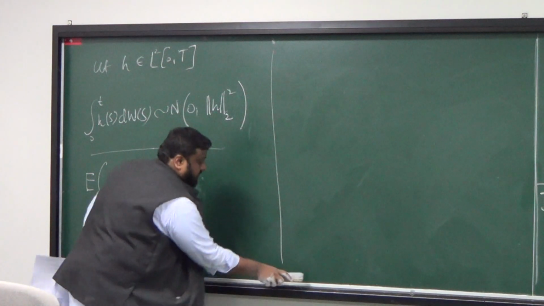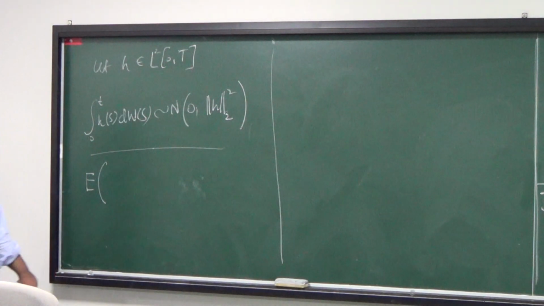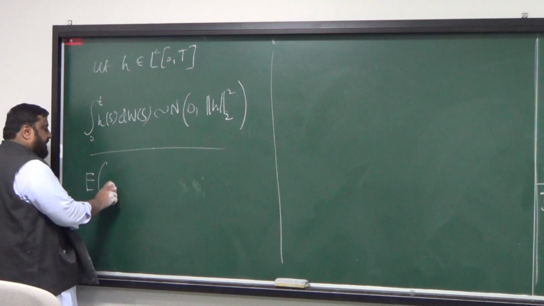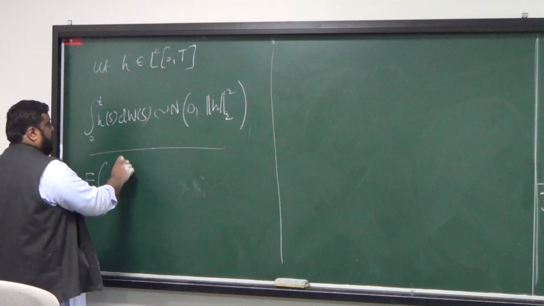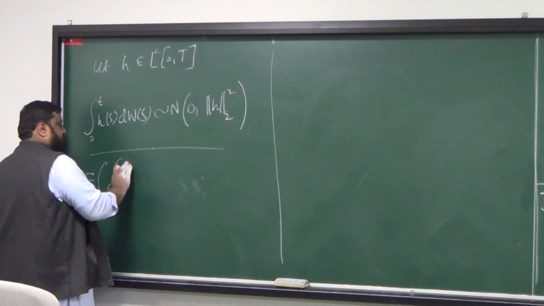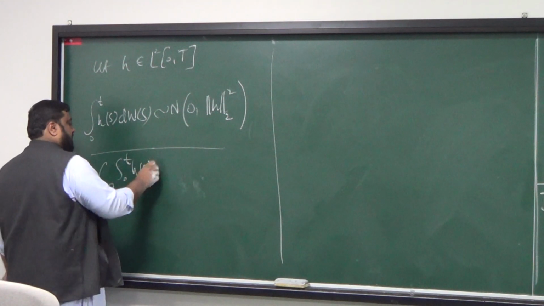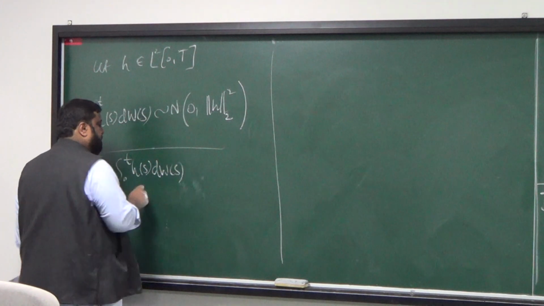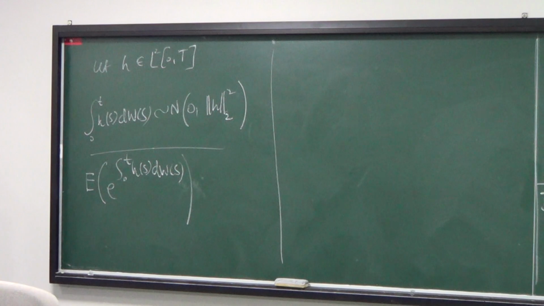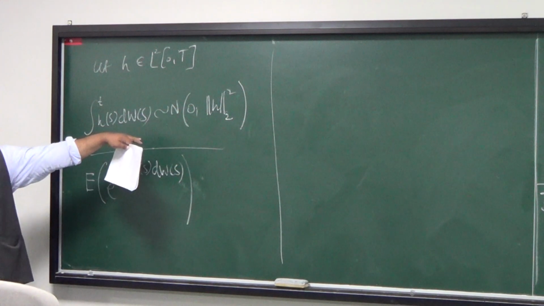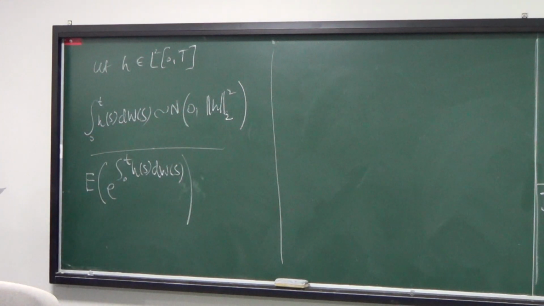Martingale theory, okay, and Girsanov theorem as well. So what would be the expectation of e to the stochastic integral 0 to t h of s dWs? Can I compute it? Yes, why not? It's just a normally distributed random variable. Okay.